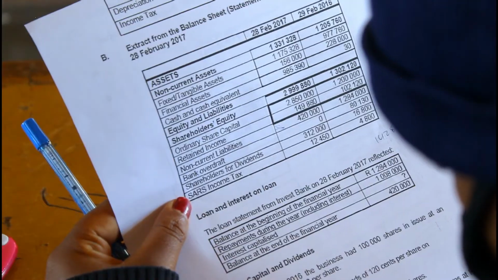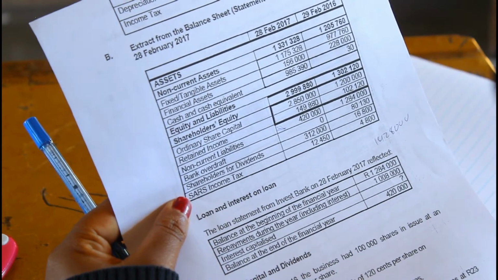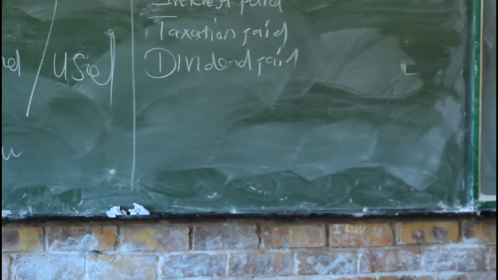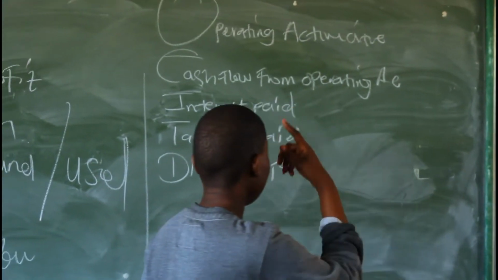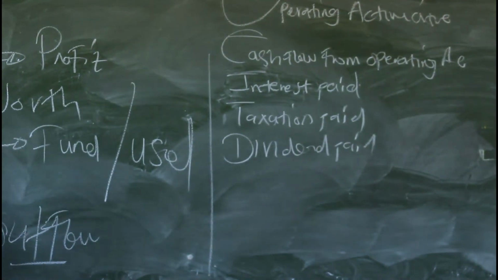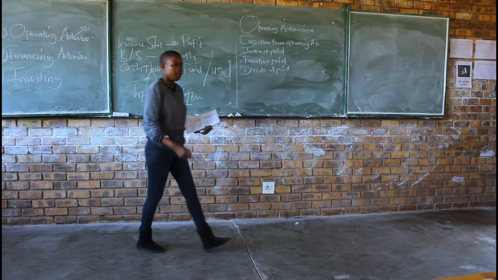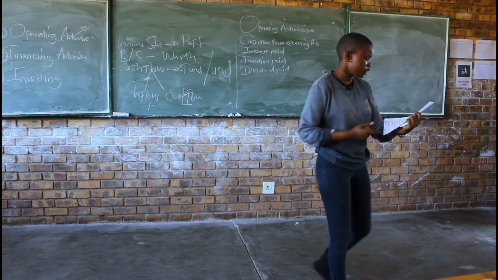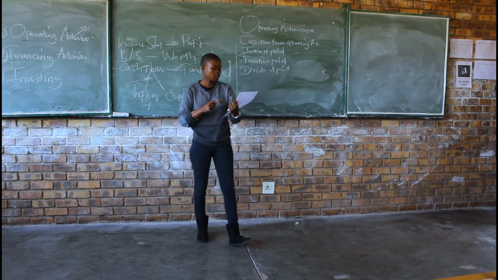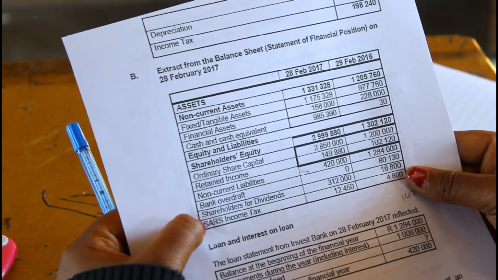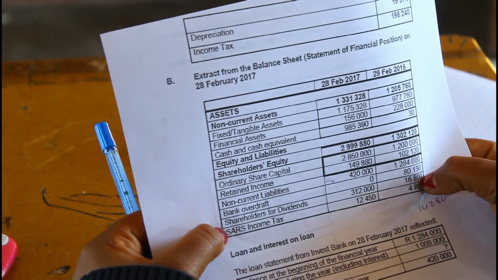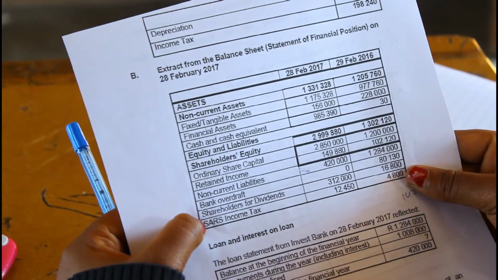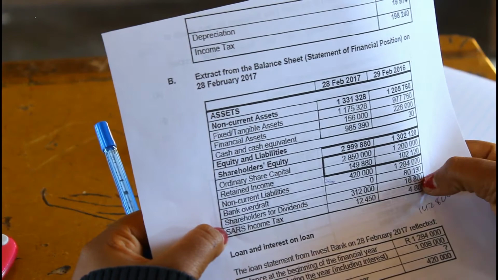It starts with the depreciation and income tax. Are you following? Now the requirement was to calculate the cash flow statement, and we were given the cash flow from operating activities, and also the interest paid. But I wasn't happy because I already have the numbers to calculate the interest paid. Do you see the loan and interest? The loan statement from Invest Bank on the 28th February 2017: balance at the beginning, repayment, interest capitalized, balance at the end of the financial year.